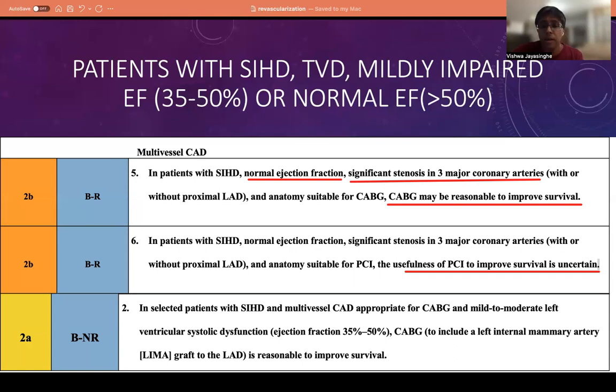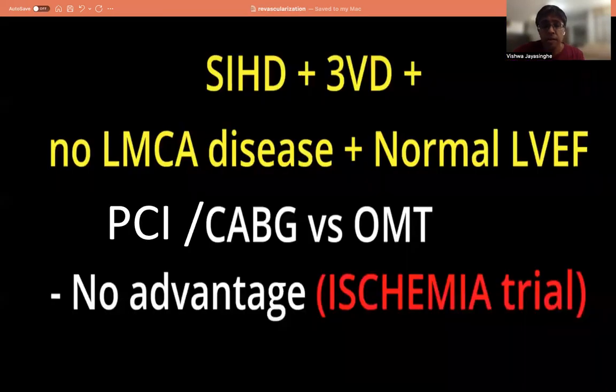But if there is normal ejection fraction with triple vessel disease, with either CABG or PCI, the benefit is controversial. It's a 2B recommendation to revascularize, but for PCI, the survival benefit is uncertain. Same thing here: stable ischemic heart disease, 3 vessel disease, no left main disease, normal EF, PCI or CABG versus OMT, there is no advantage. This comes from the recommendation of one single clinical trial, the ISCHEMIA trial in 2019.